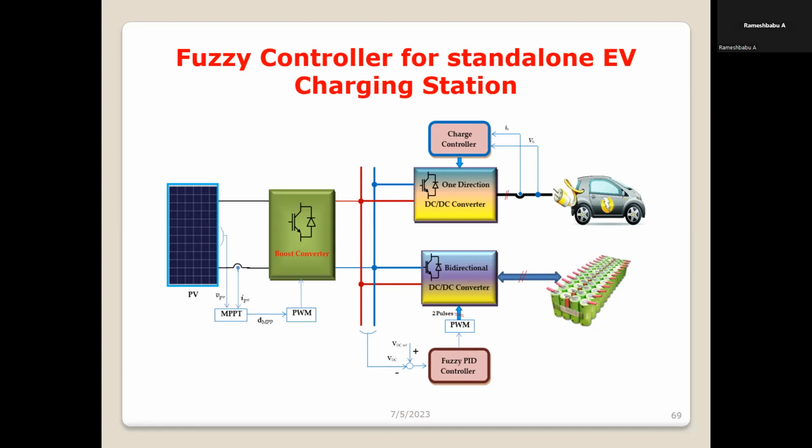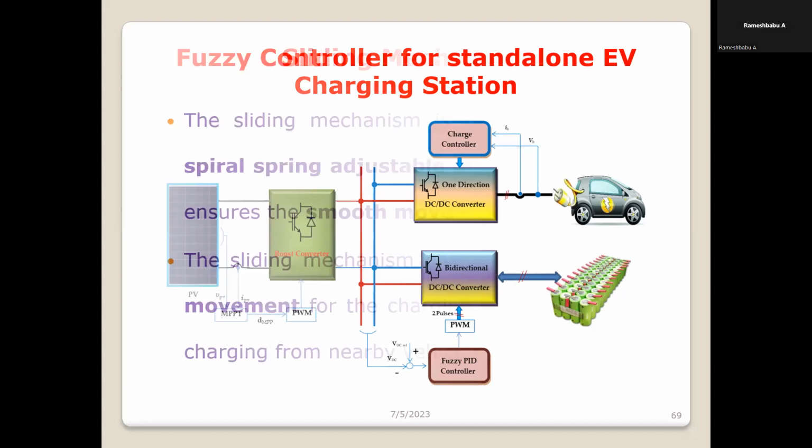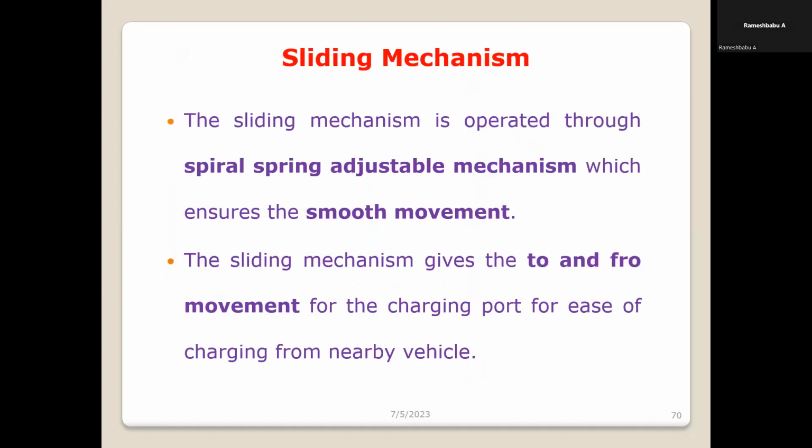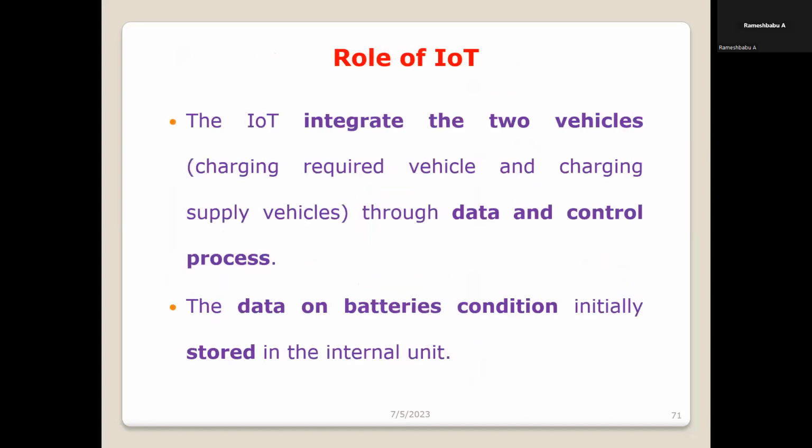So mainly for the EV charging station, we can use fuzzy control. And the sliding mechanism is operated through a spiral spring adjustable mechanism for smooth movement, and the sliding mechanism gives the in-and-out flow movement of the charging port to and from the nearby vehicle.